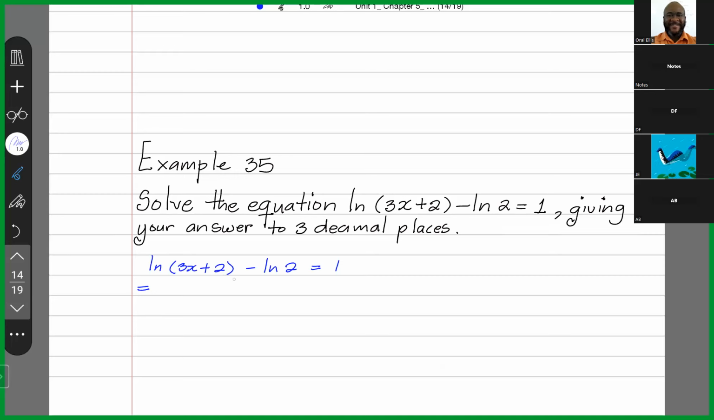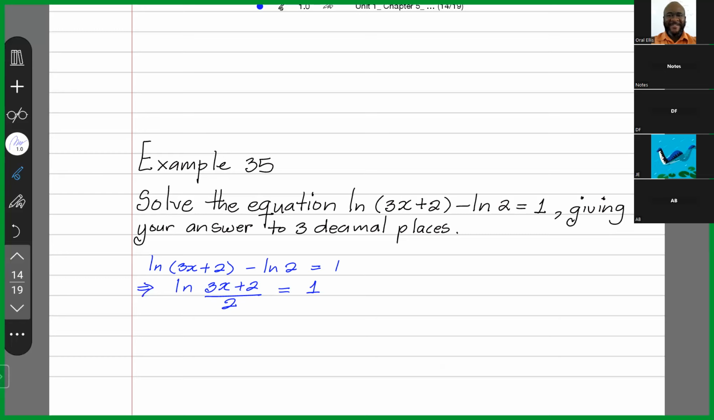Here, if I'm subtracting two logs and the base is the same, I can make it into one logarithm by dividing. So this is saying ln of (3x + 2) divided by 2, and that is equal to 1. Remember I said that ln is the same as saying log to the base e.